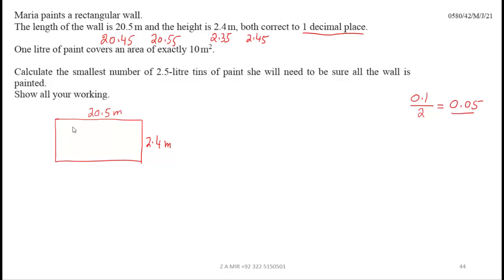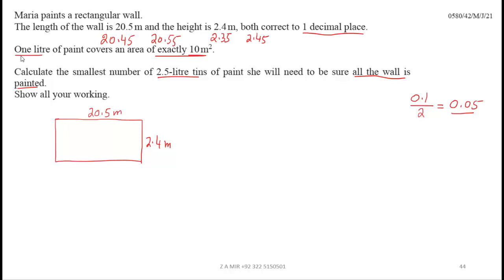Now we have to find the area of this wall, because 1 liter of paint covers an area of exactly 10 meters square. Calculate the smallest number of 2.5 liter tins of paint she will need to ensure all the wall is painted. Because these figures are rounded, we don't know the exact area of the wall. So we will find the minimum area and the maximum area of this wall.